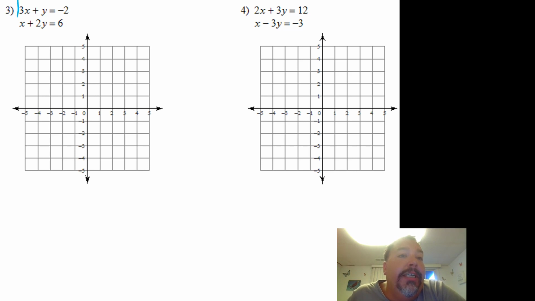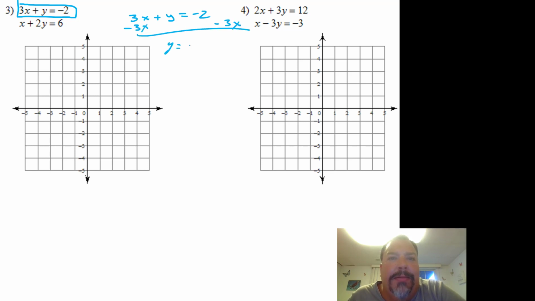Okay, let's do one more example of a system. Let's look at number 3 here. So this one, we've got 2 equations. Both of them are in standard form, so we need to solve these. Again, if you can, I like to color code these. So our first equation here is 3x plus y is equal to -2. And we want to get the y by itself, so we move the x's to the other side. This gives us y equals -3x minus 2.